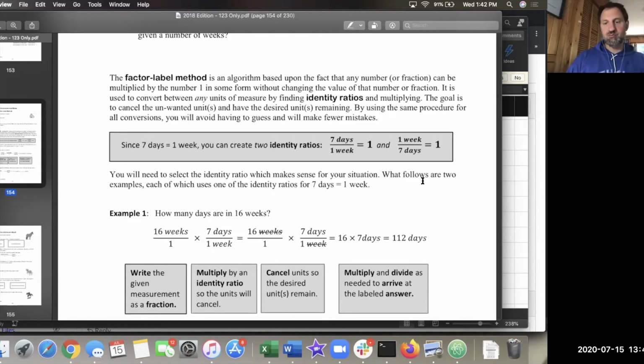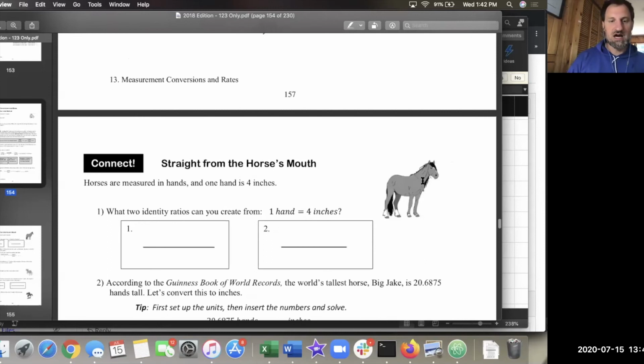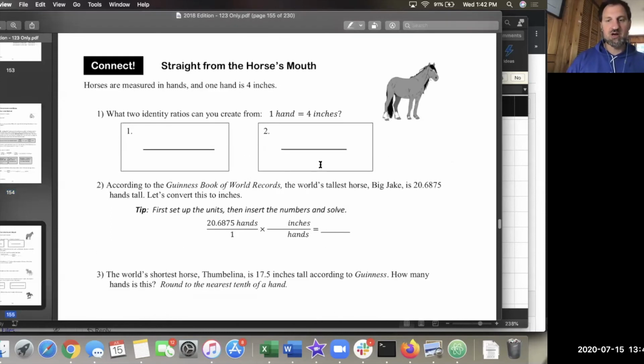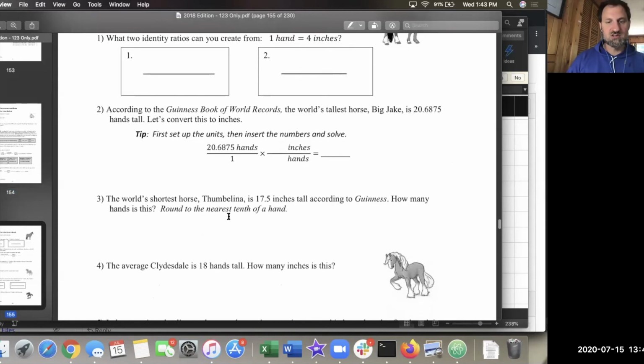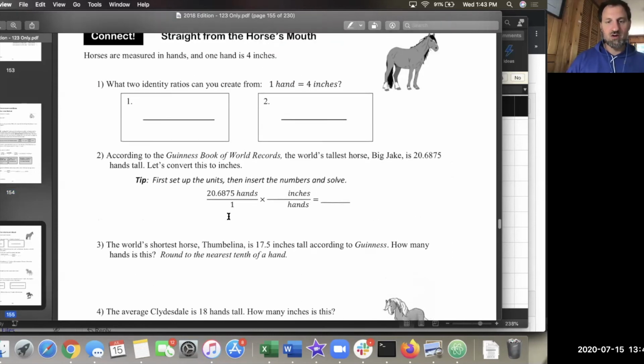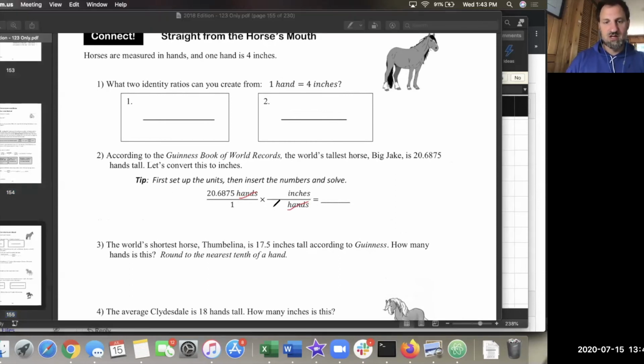So here's what we're going to do. We're going to take our identity ratio and we're going to make a choice. And here they do this in number 2, where we're going to put the right unit in the right place so that, I'm going to bring out my red pen here, the unit can be crossed out. So I'm putting hands diagonally so that these can be crossed out. That leaves me with only the unit I want, because if you look at the question, it says, let's convert this to inches. So we're trying to convert hands, which is what we started with, over to inches.